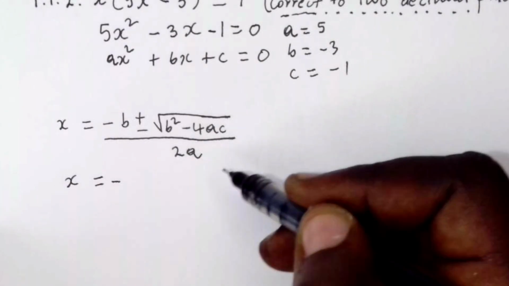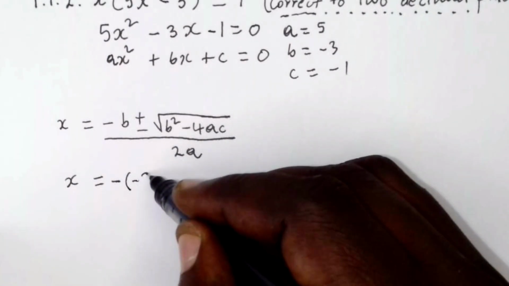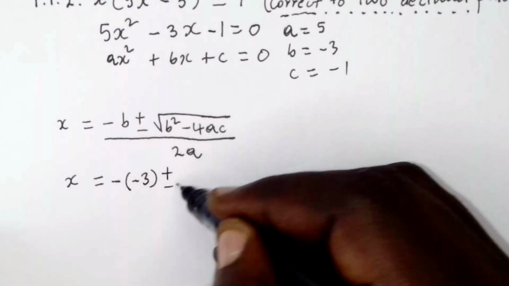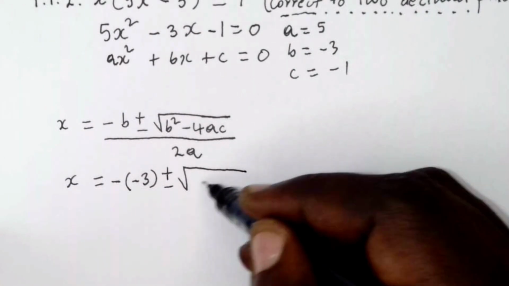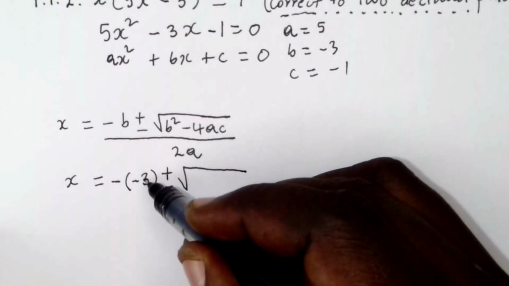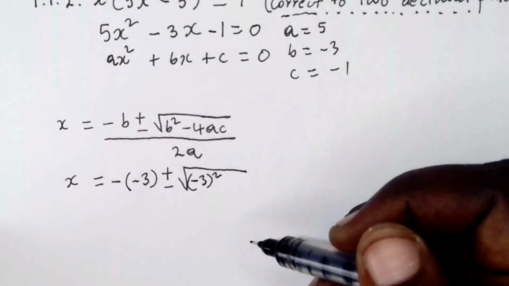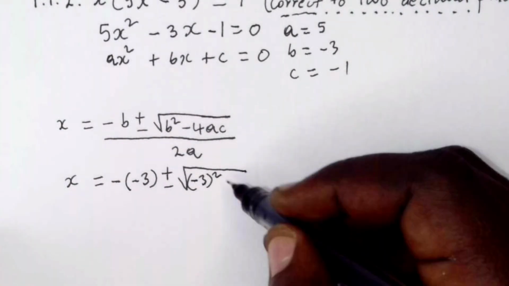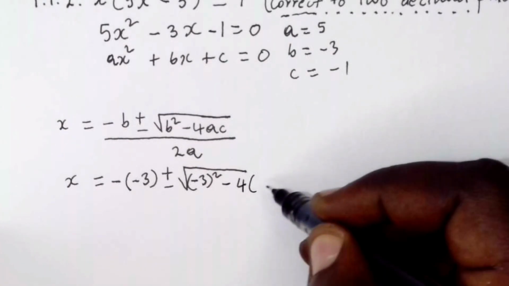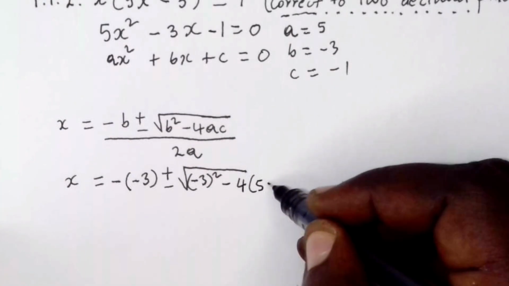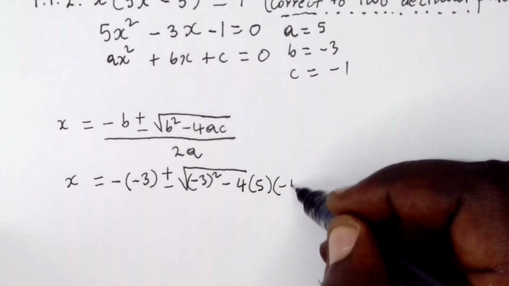Remember, this minus came with the formula. Open bracket, the value of B is negative 3 as well, plus or minus from the formula. So we need to put the square root. So the value of B is the same as this one. So it's negative 3 squared. The brackets are very important. So minus from the formula, 4 from the formula. The value of A is going to be 5 in this case. And then the value of C is going to be negative 1.